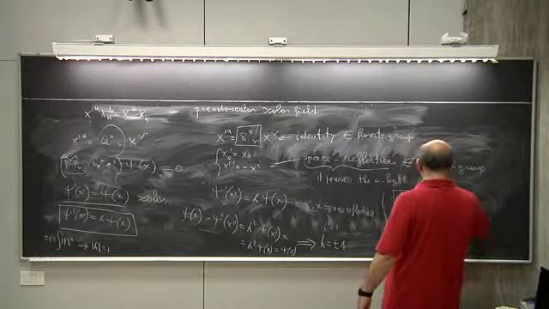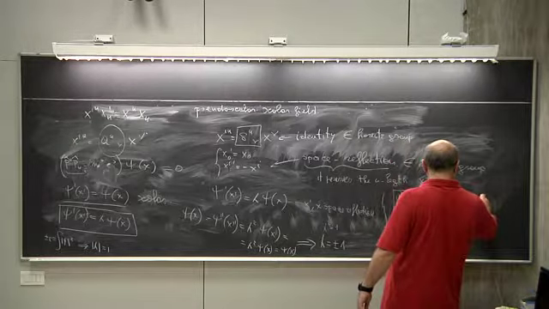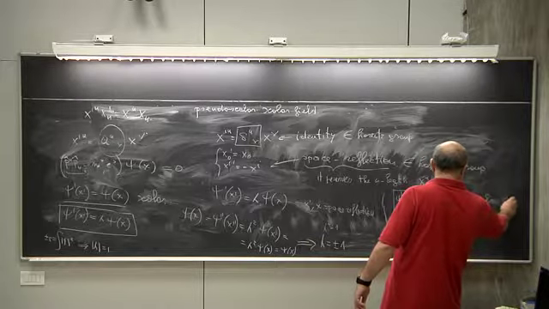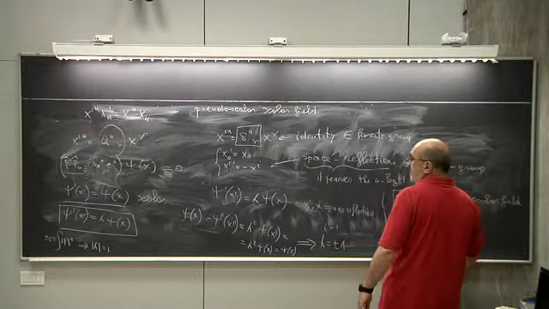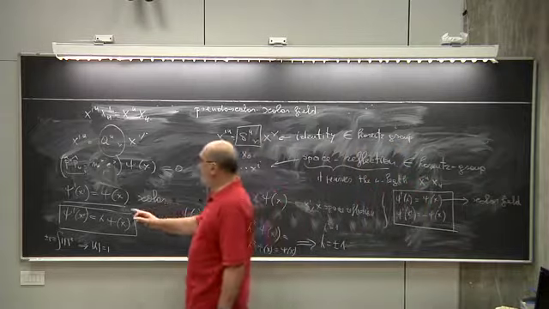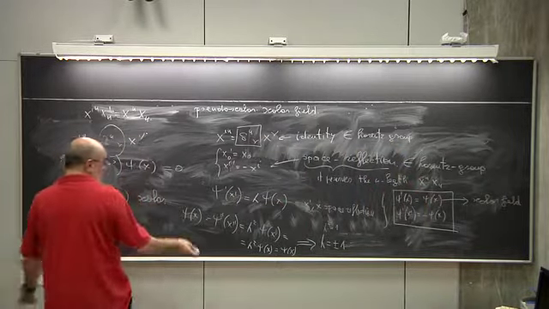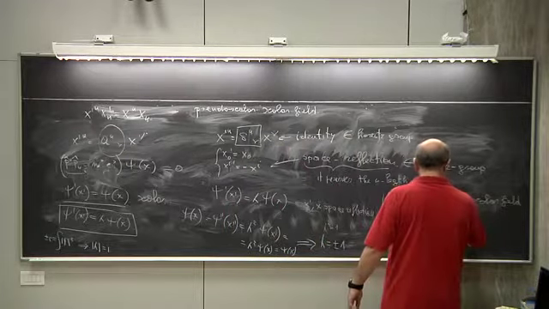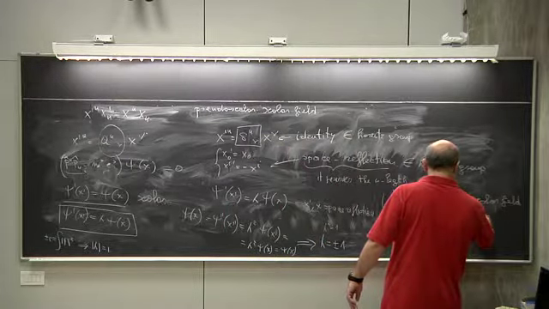Now, those that change in this manner are called scalar fields. They were already called scalars if they change in this manner, so it is consistent. This one that changes with a minus is called pseudoscalar.